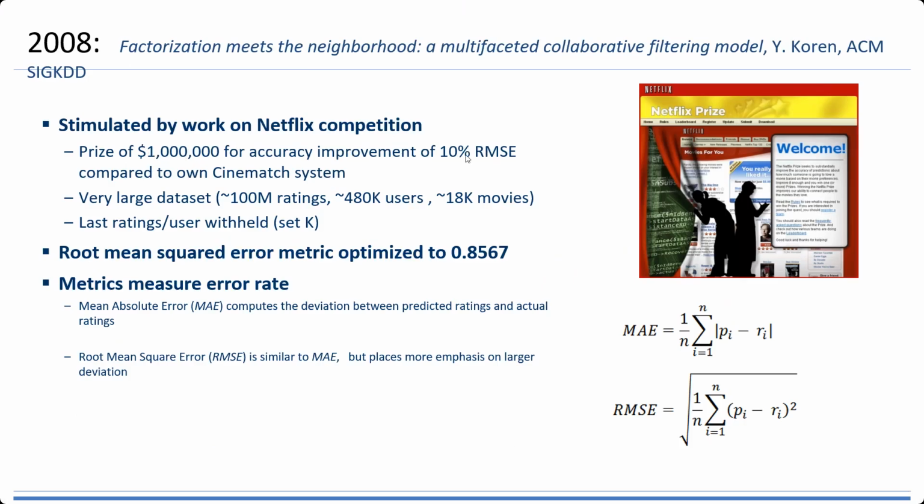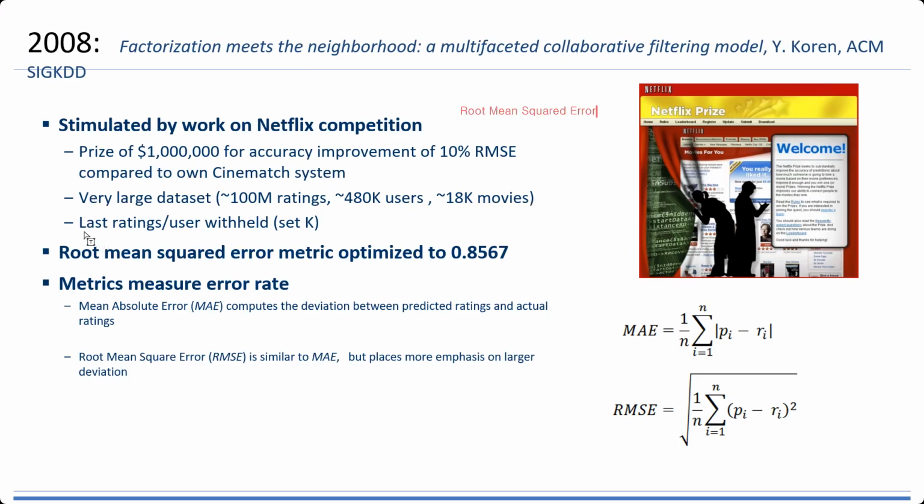on the RMSE. Okay. Do you know RMSE? If you join the data mining, I guess you know the RMSE, which is the root mean square error. Based on the root mean square error, there's an improvement of 10%. And the data set is very large, like 100 million ratings with 480,000 users and with 18,000 movies.